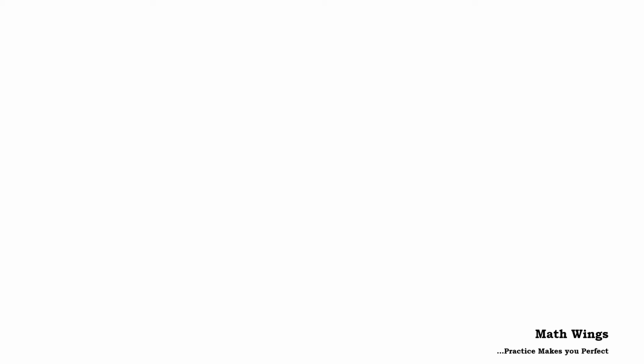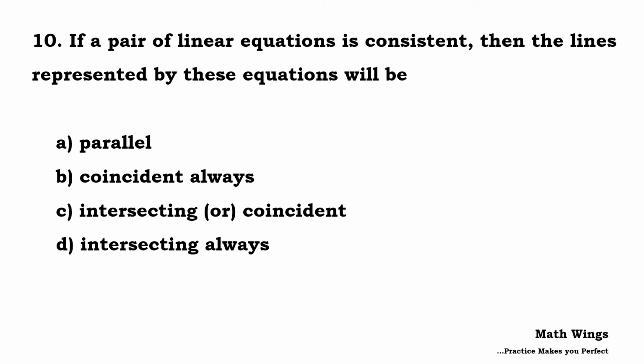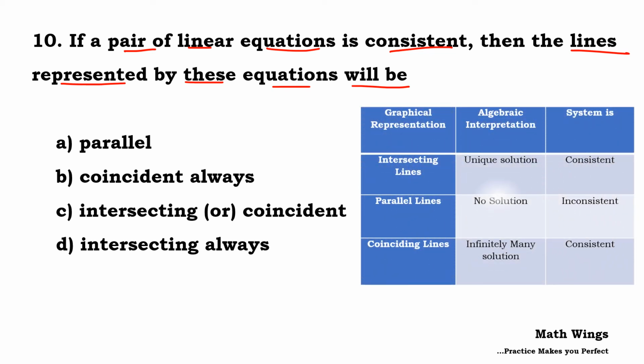Here is the question. If a pair of linear equations is consistent, then the lines represented by these equations will be. So they're asking whether they are parallel lines, coincident always, intersecting always, or intersecting or coincident. So to answer this question, just recall what we had discussed earlier. So we had discussed about this in the previous class.